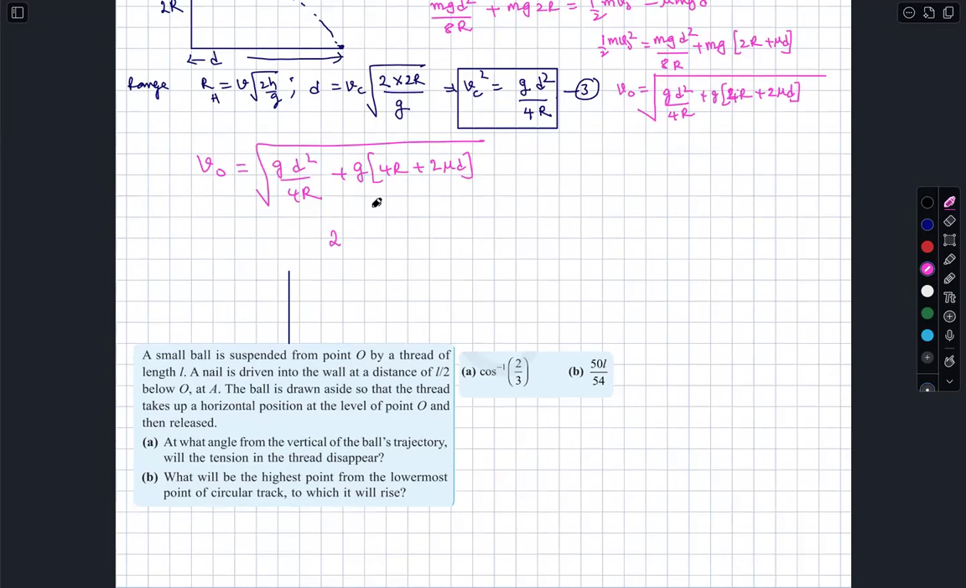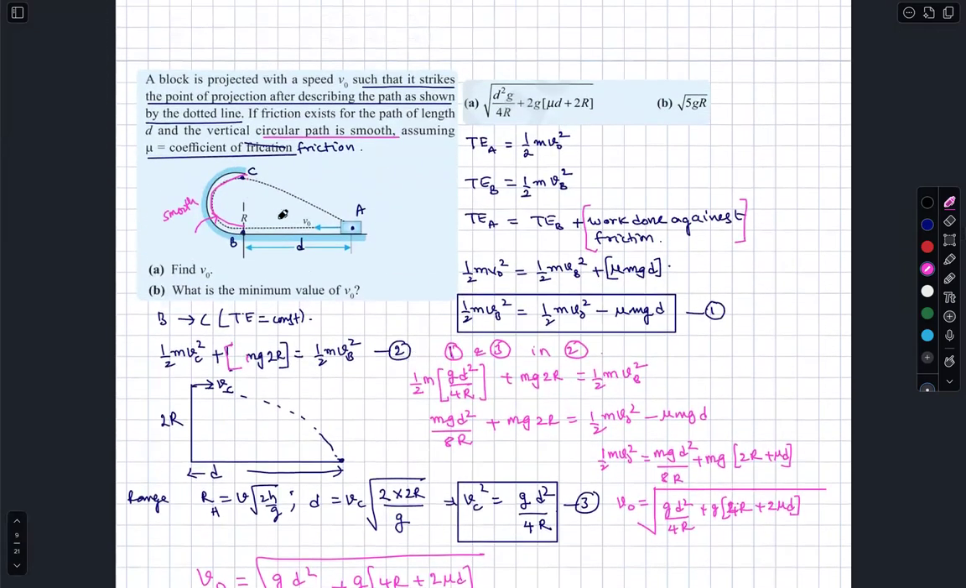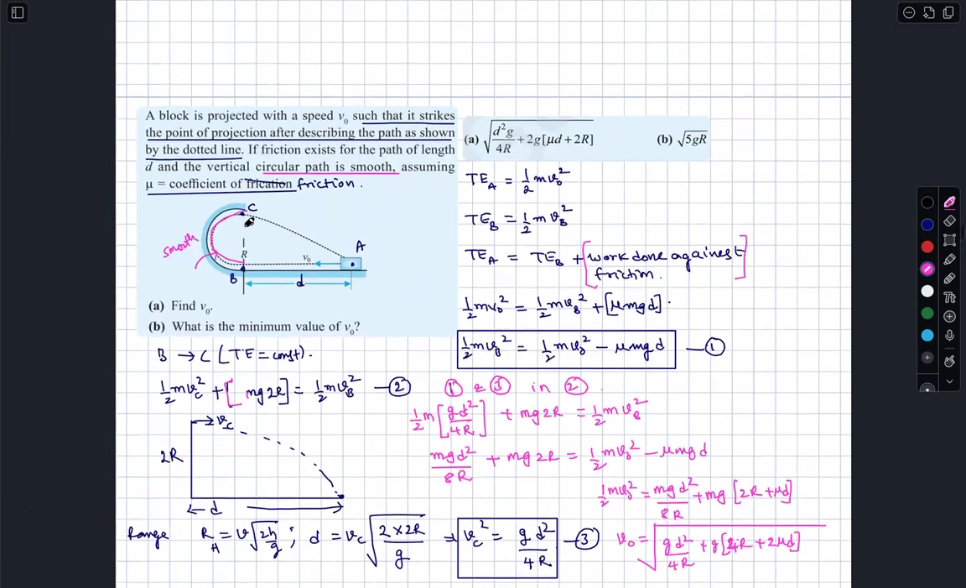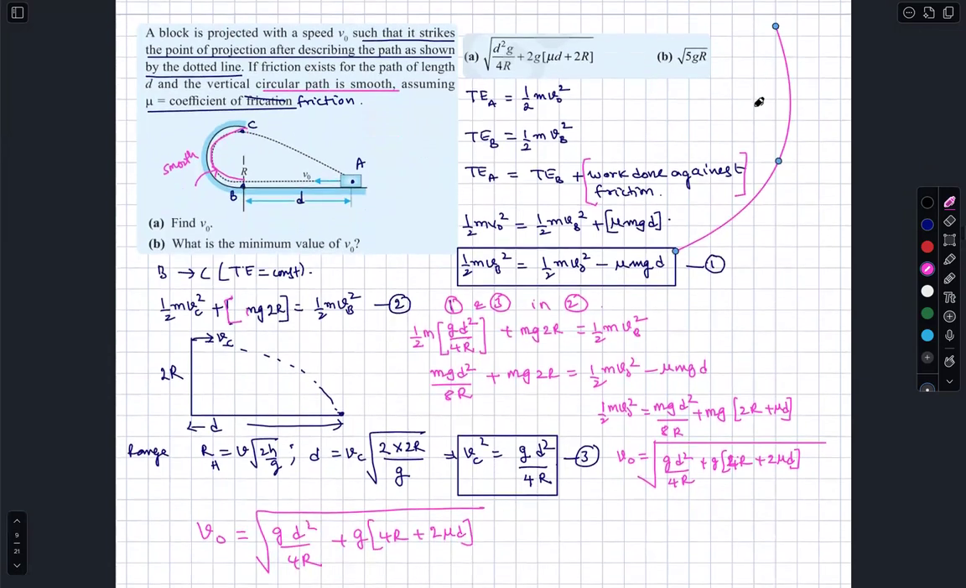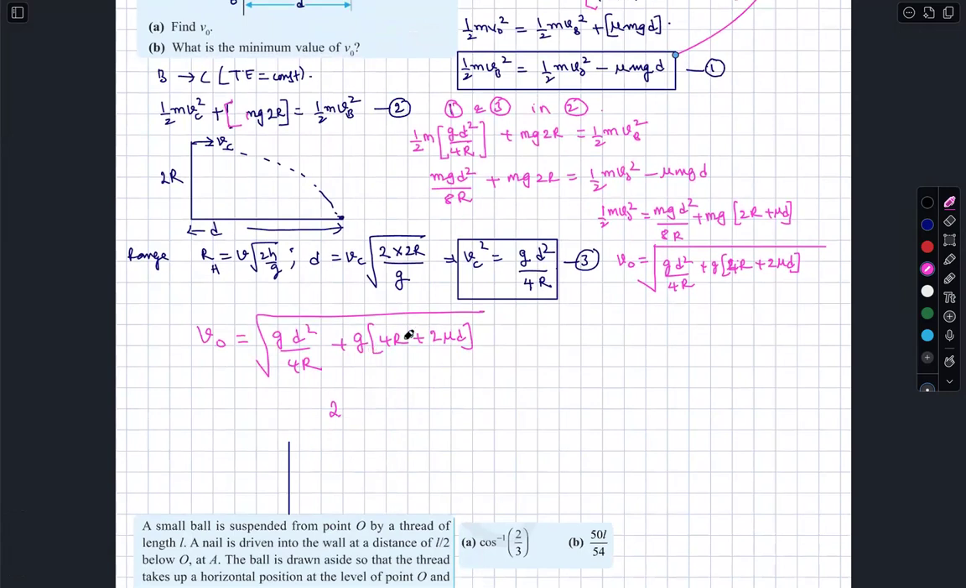But that won't give any value actually. Minimum value of V naught means whatever it reaches here, it should maintain this one. This part, whatever it is, I don't have space today. Half M V B square, V B must be here. I don't require all this stuff.